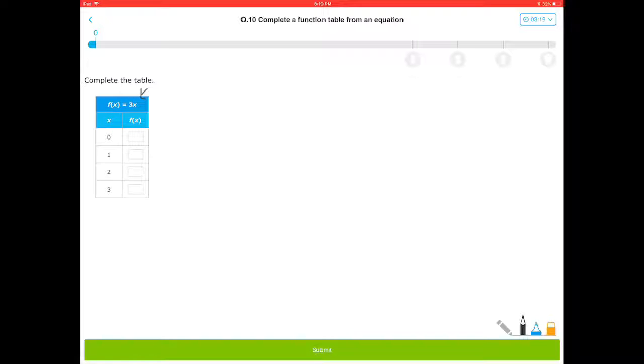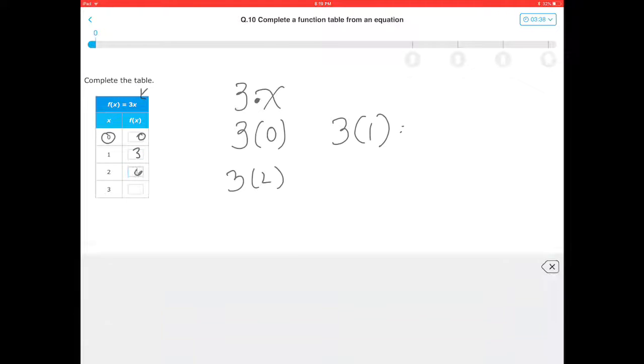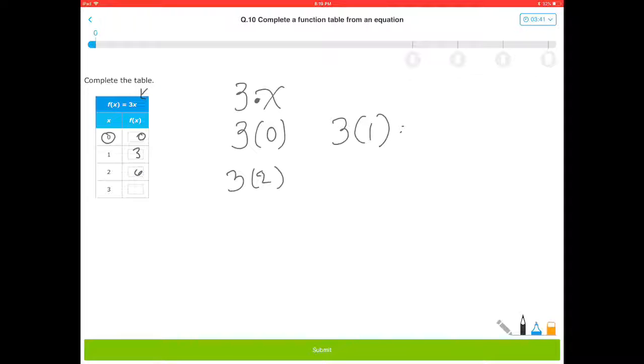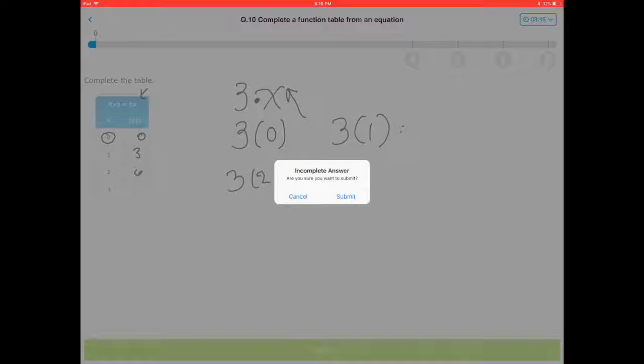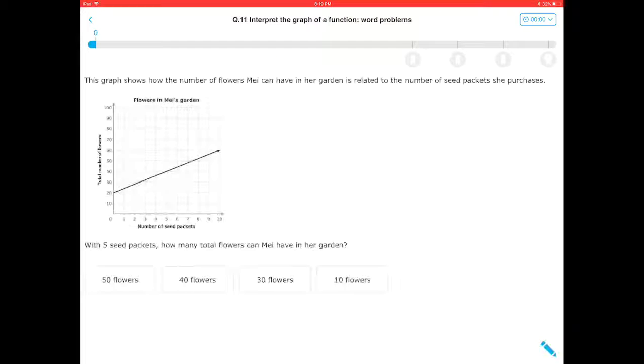What do you do to your x? You multiply by 3. Right? You take your x and you multiply by 3. Okay, well, what's your first x? 0. That's your first input. What's 3 times 0? 0. Okay, next one. What's 3 times 1? 3. Next one. What's 3 times 2? 6. Do you see how I'm just plugging in for my value of x? Okay, all right, we're done. Okay, next one. Yeah, we're not doing this one.